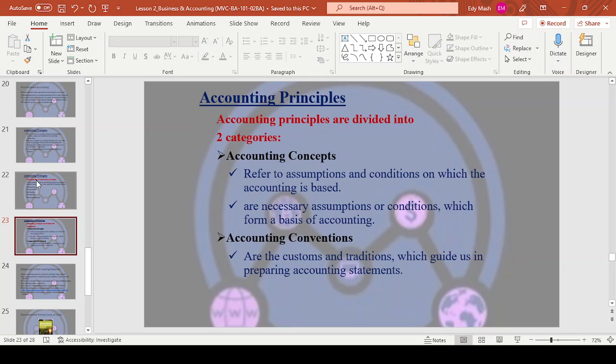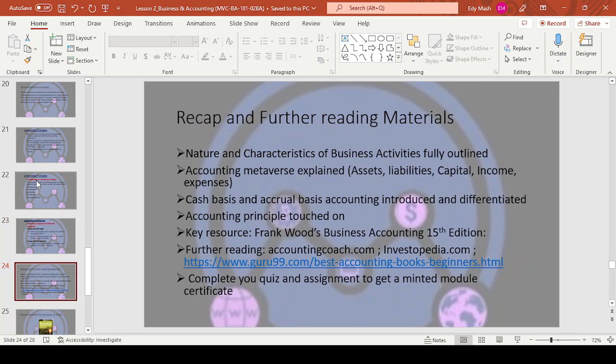So these accounting principles are divided into two. We have accounting concepts, which refer to assumptions and conditions on which the accounting is based. They are necessary assumptions or conditions which form the basis of accounting. And then we have accounting conventions. These are the customs and traditions which guide us in preparing accounting statements. Don't worry, we'll go deep into the accounting principles in the next chapter.